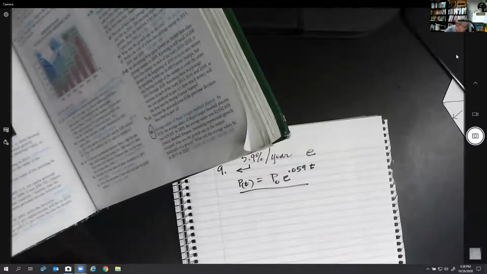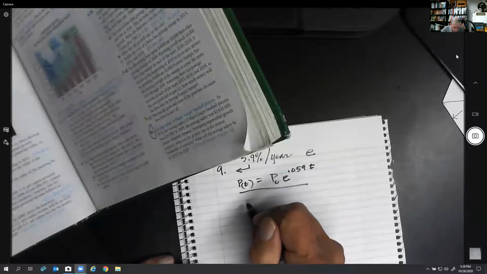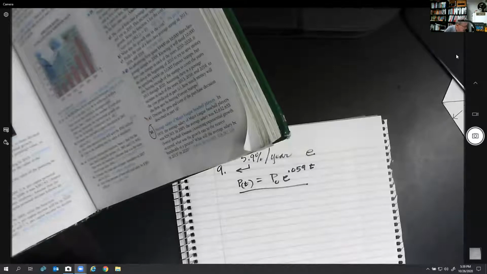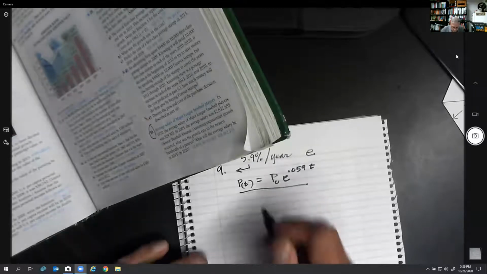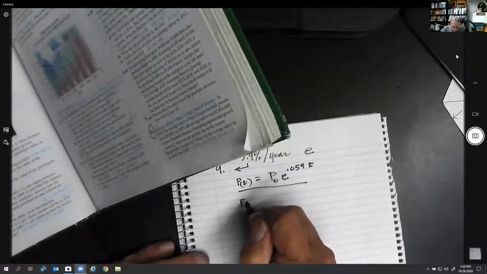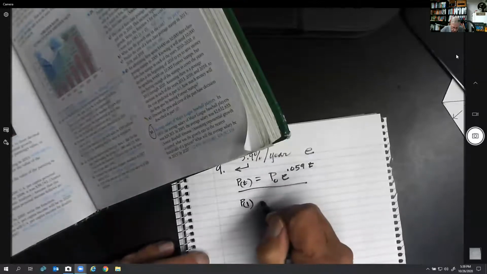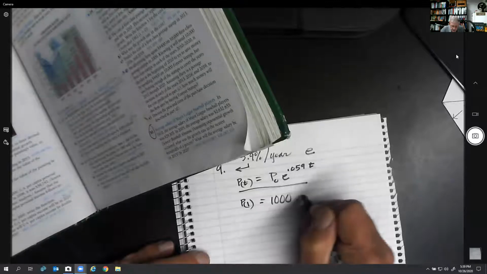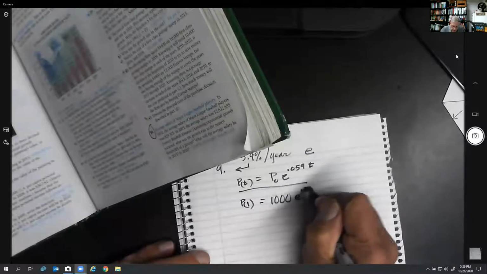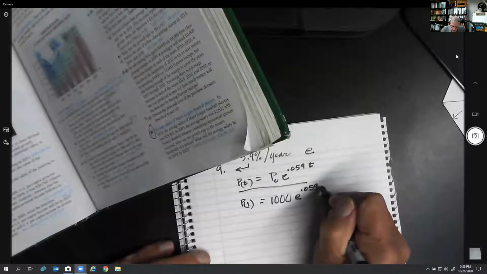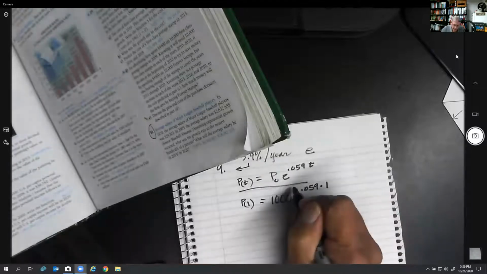Now, B, it says, suppose that $1,000 is invested. Okay, I'll fill that in. What's the balance after 1 year? The balance after 1 year is going to equal 1,000 times E to the 0.059 for 1 year times 1. And that's our formula. So we're just going to put it in. It's going to be 1,000. Second ln to get E.